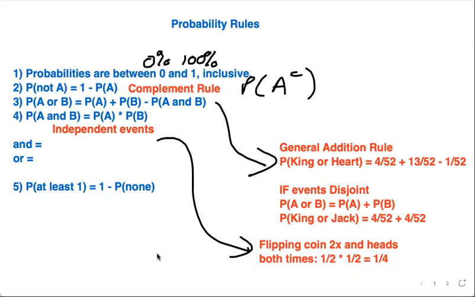And the difference between independent and disjoint is independent is multiple trials. Flip and flip and flip again. Versus disjoint is on a single flip or a single pull of a card or a single roll of a die.